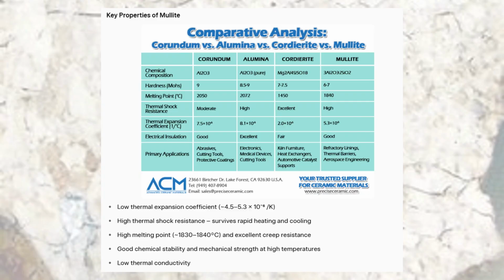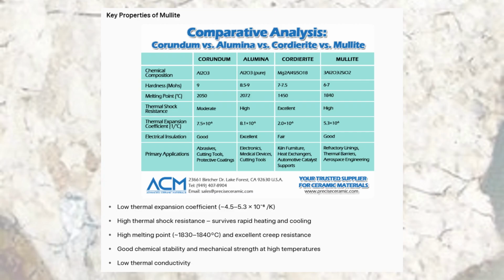Mullite has several key properties. Thanks to its crystal structure, Mullite has several outstanding properties. It has a very low thermal expansion coefficient, which means it doesn't change size much when it's heated or cooled. This gives excellent thermal shock resistance. Mullite can survive rapid temperature changes without breaking.